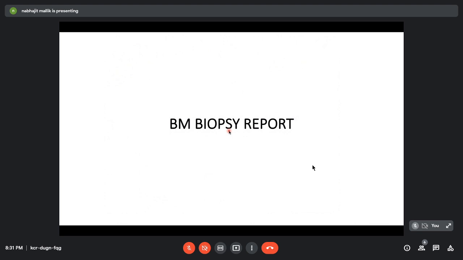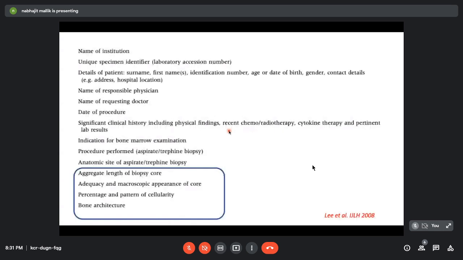On biopsy examination, we finally come to how a bone marrow biopsy report should be. This is an article by Lee et al., which gives the ICSH criteria for bone marrow examination, and these are the various elements that should be present in a bone marrow report. We should have the name of the institution, the unique specimen identifier, details of the patient, names of the responsible physician, names of the requesting doctor, etc.